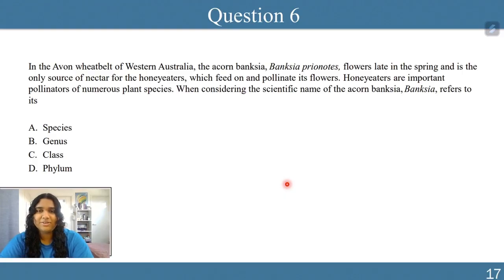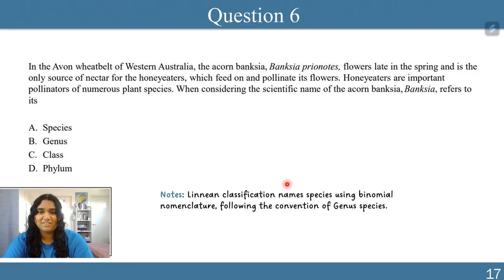Okay, we're going on to question 6 now. In the Avon wheat belt of Western Australia, the acorn banksia or Banksia prionotis flowers late in the spring and is the only source of nectar for the honeyeaters, which feed on and pollinate its flowers. Honeyeaters are important pollinators of numerous plant species. When considering the scientific name of the acorn banksia, it refers to its what? Is it species, genus, class, or phylum? All right, pause the question, get it done, and then I'll go through the answer now.